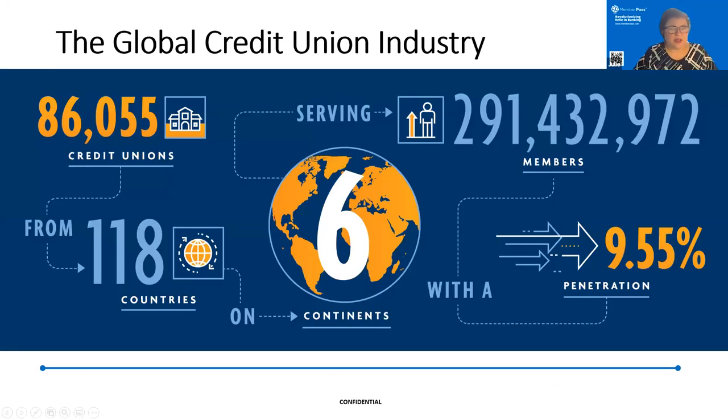This is the industry that we serve. We serve the credit union financial cooperative industry. This is a snapshot of what that looks like worldwide. There are over 86,000 credit unions, and in some parts of the country, they're not called credit unions. They might be called financial cooperatives. There are 118 different companies, and the most important number is that they serve over 291 billion members. In the U.S., and that's where our focus is at the moment, there are 5,200 credit unions, and that represents about 123 billion memberships.